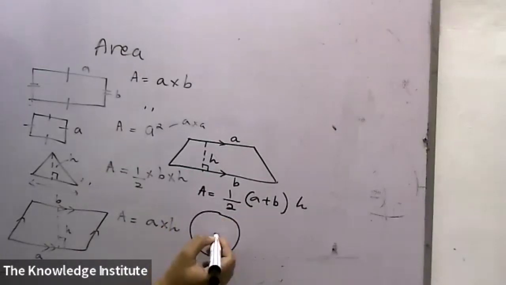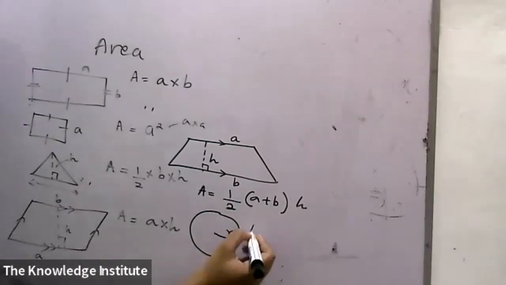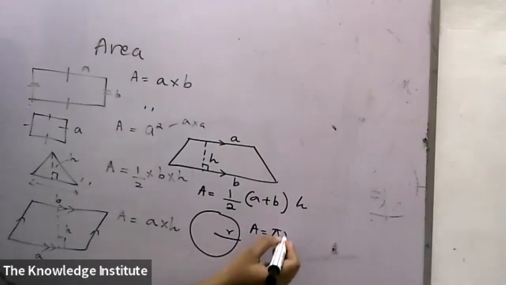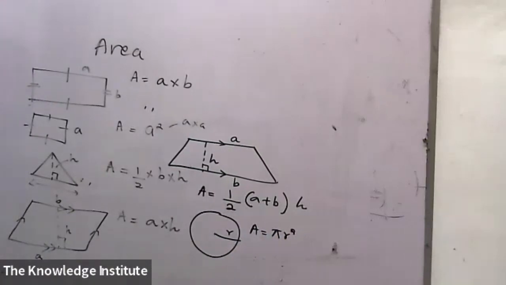You know, from the center to any point drawn on the circle, we call it the radius. So the area of a whole circle is pi r square. You can copy down all these things. Miss, done. Okay. Shall we move into sectors?